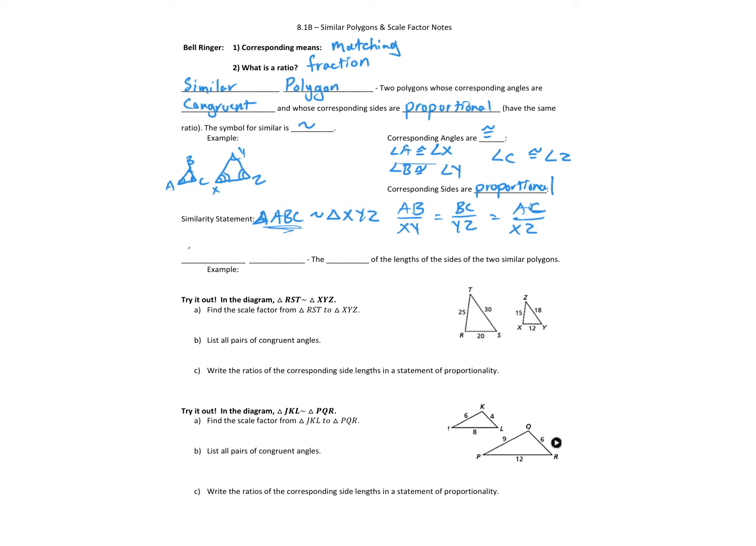The scale factor is the ratio of the lengths of the two similar polygons. Whatever you name first is going to be on top, in the numerator, and whatever you name second is going to be in the denominator. And it's always going to be a fraction.